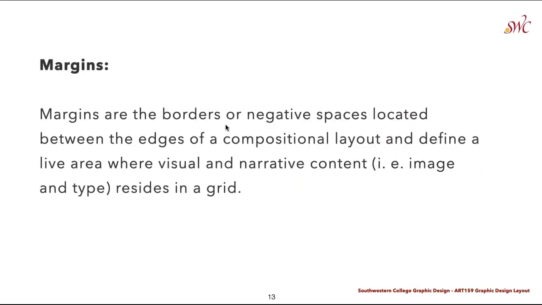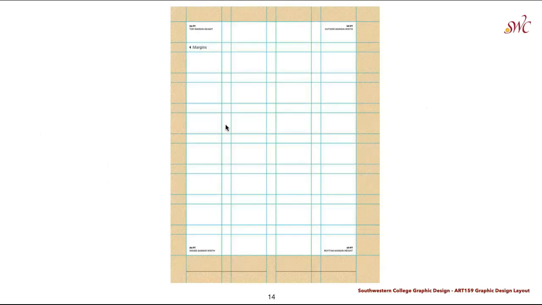So the first thing we're going to look at is margins. Margins are the borders or the negative spaces located between the edge of the page and the compositional layout that define what we refer to as the live area. The live area is where all of your design elements are going to be placed within that specific page. So this means things like images and type that reside within the actual grid. So here you can see in these sort of yellow striped areas what the margins of this page are.